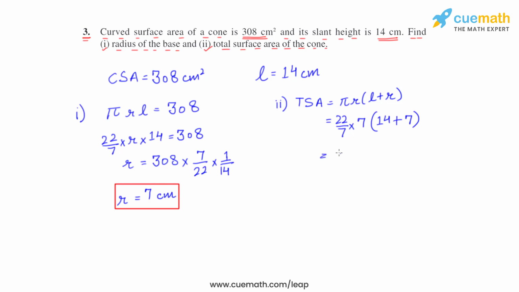So this becomes 22/7 multiplied by 7 multiplied by 21. So it comes out to be 462 square centimeters. So this becomes the total surface area of this cone.